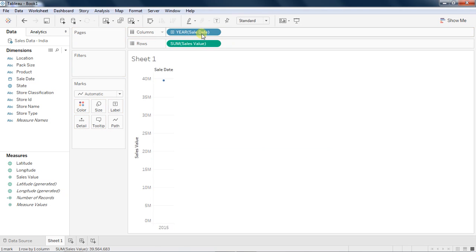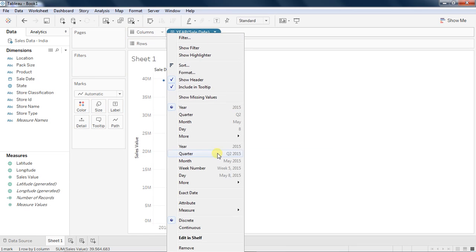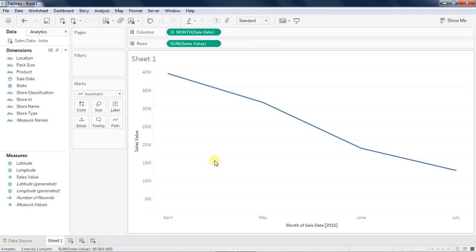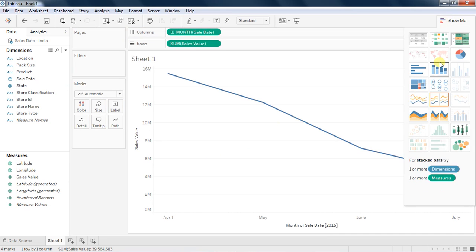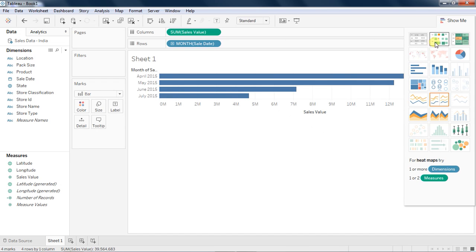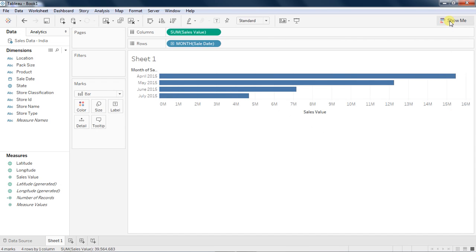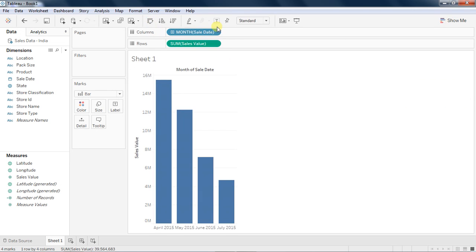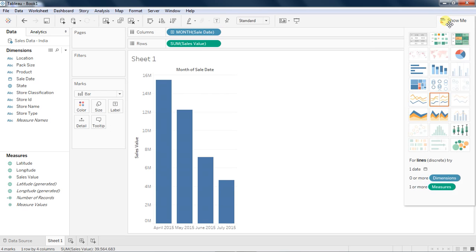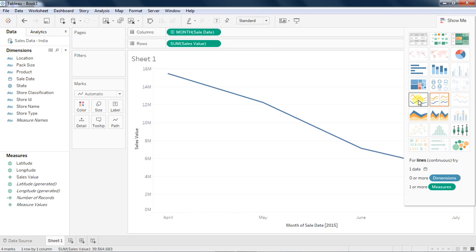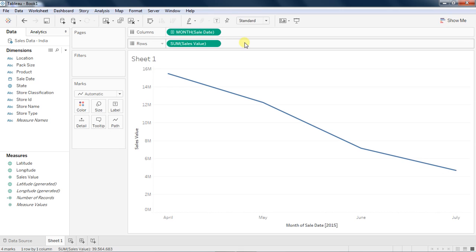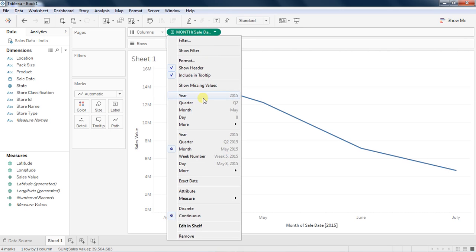Okay. Now if I use a bar graph like this, sometimes it's very difficult to understand the trend. So instead, if I use a line chart, you can very easily understand the trend of the particular product.